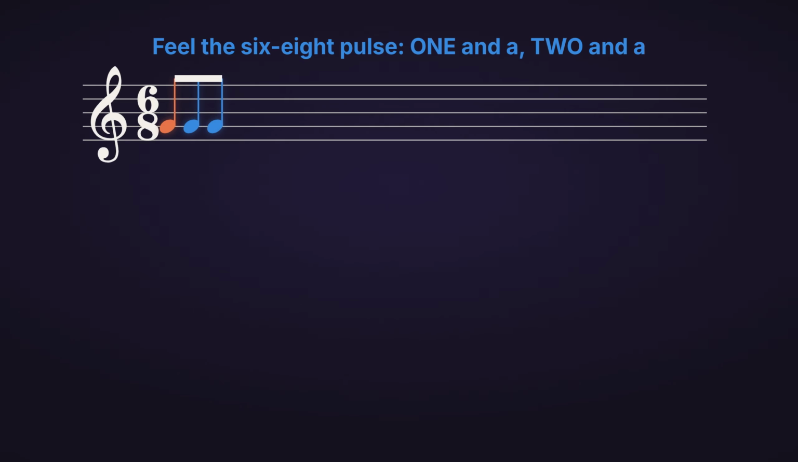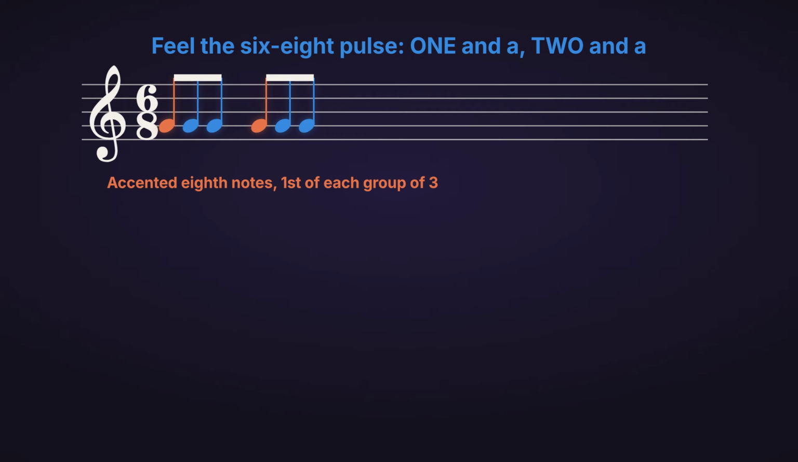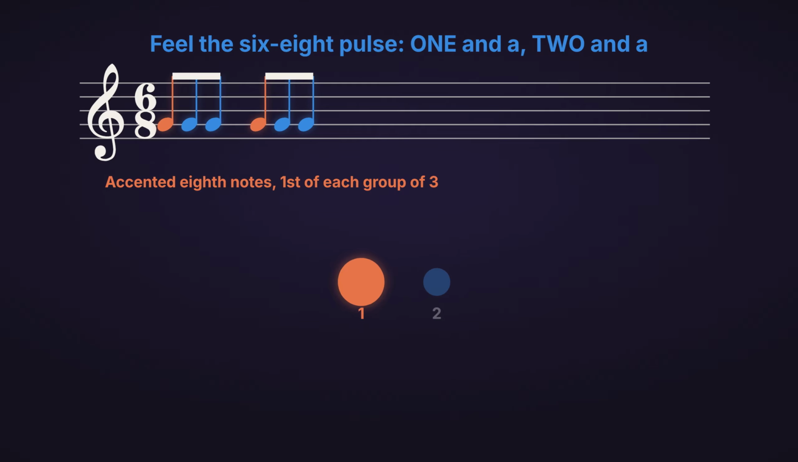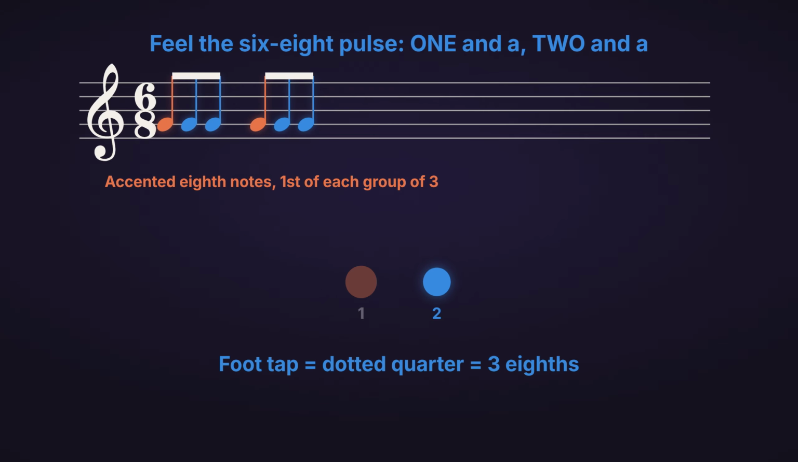Listen for the 2 big beats in 6/8. 1 and A, TWO and A. The first eighth note of each group of 3 carries the accent. Everything between the 2 accents is lighter, filling the gap. Tap your foot on ONE and TWO and feel 3 clicks inside each foot tap. That is the 6/8 pulse.